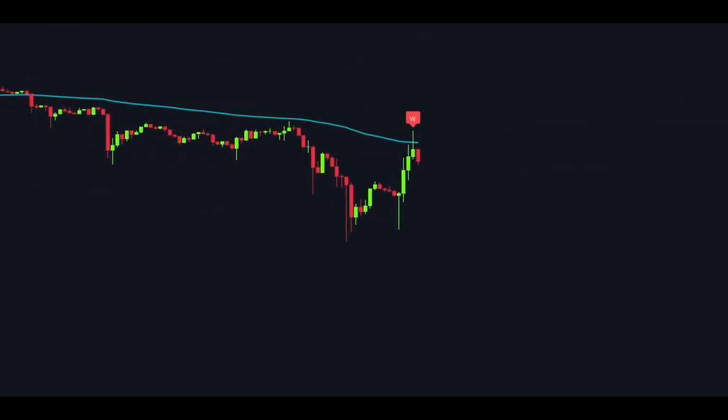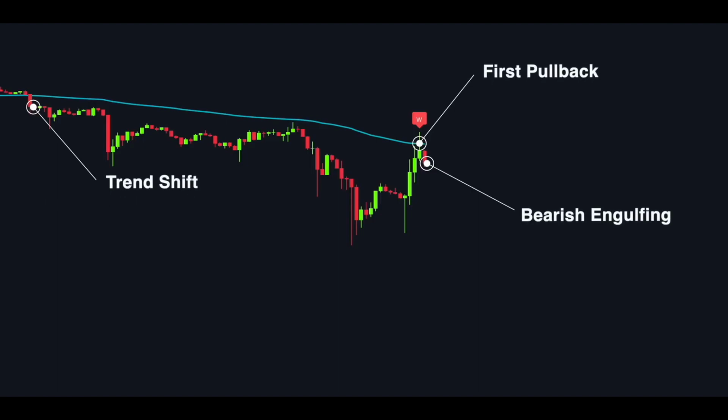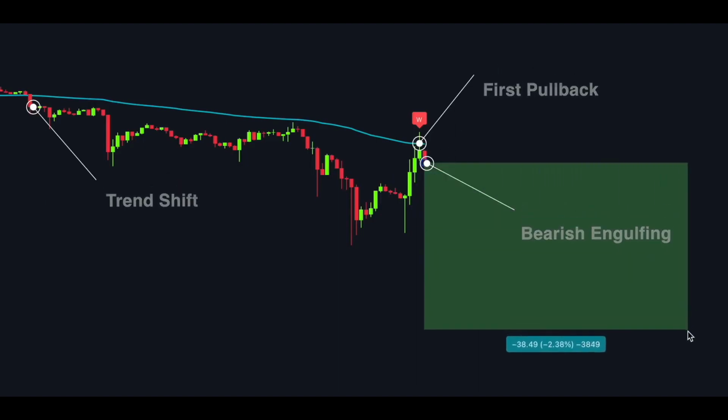Based on the knowledge you have learned, observe the following price action and tell me if the given sell signal is valid. Take your time. So, do you think this sell signal is confirmed? If your answer is yes, you're correct. All the rules are in place.